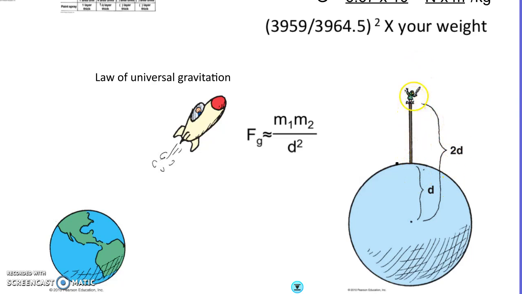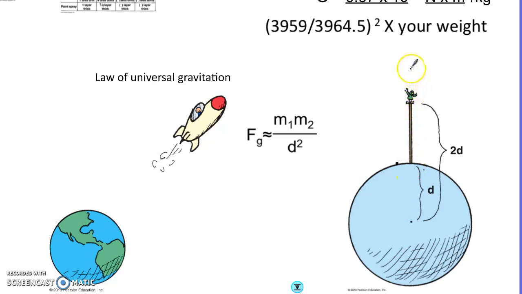But if you did travel twice the distance, so it'd be 2d squared, the 2 would be squared also, so it would be 4 on the bottom. So you would actually, the force of gravity or your weight would be 1/4 what it is on the surface of the Earth. Okay, so as you get farther and farther out, then it's going to continue to be.